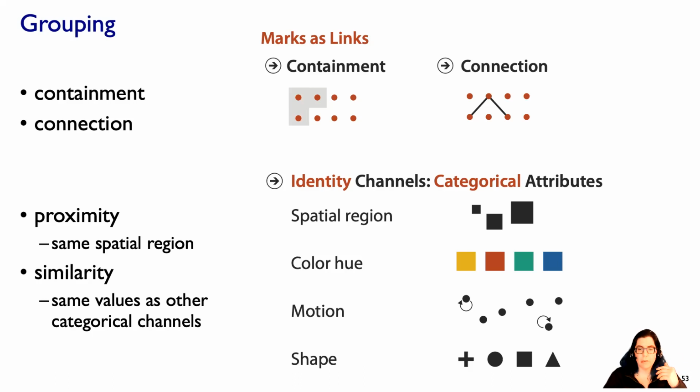Also, any of the other categorical attributes. If things are the same color, we think of them as grouped. If they're the same shape, we think of them as being in a shared group. So similarity judgments for any of the other categorical channels are also a way to express, again, at a perceptual level that doesn't require cognition, that things are grouped together.